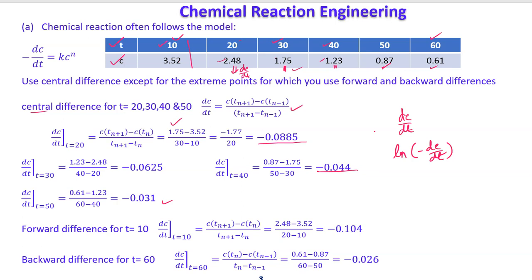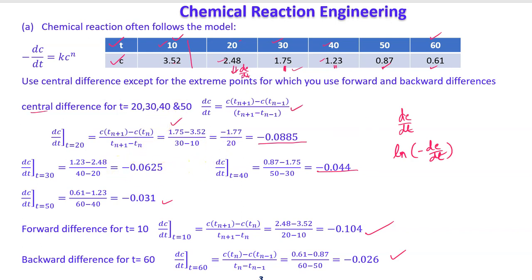At this point we have to take the forward difference. Forward difference means this value minus this value over 20 minus 10. So 2.48 minus 3.52 over 20 minus 10, so that is minus 0.104. And the backward difference at t is equal to 60 is Ctn minus Ctn-1 over tn minus tn-1. So Ctn is 0.61 minus this value 0.87, over 60 minus 50. So this is the backward difference. So we know all the dCA/dt values.